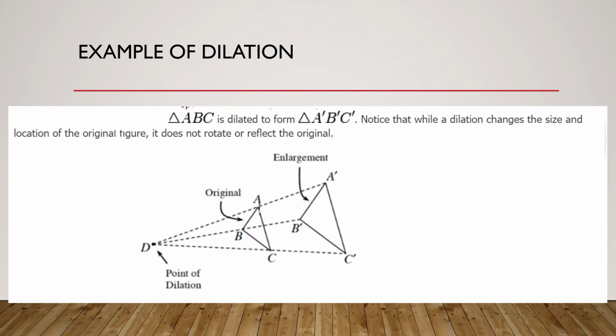If we take the original ABC, here's our original ABC, and we dilate it to A prime, B prime, C prime. Remember, when we make our new figure, we use those little marks called prime. That shows us what our new image is. Again, we changed the size and the location, but it did not rotate or reflect. Imagine with your fingers, you're blowing it up, and we get A prime, B prime, and C prime.